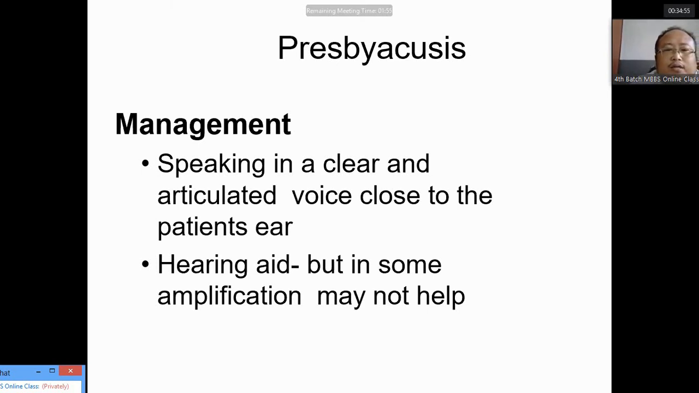So simply speak to patients in a slow, clearly articulated voice, close to the patient's ear. The patient might hear better, and sound amplification can help. That is the simple management, and in future classes we will also discuss how to manage hearing loss in children and adults. So there is just a superficial discussion in today's class.